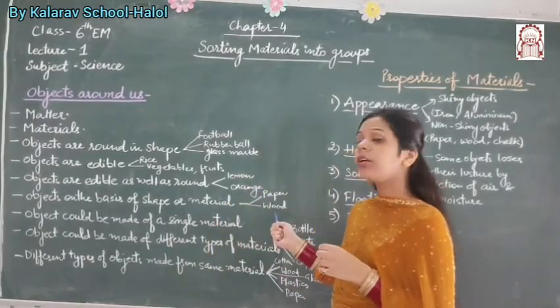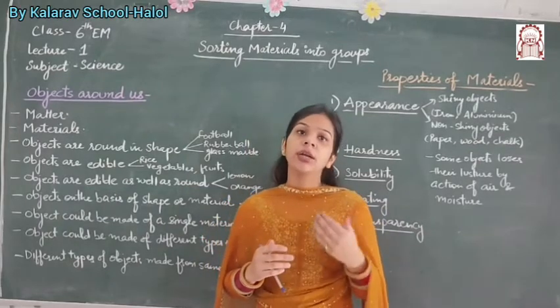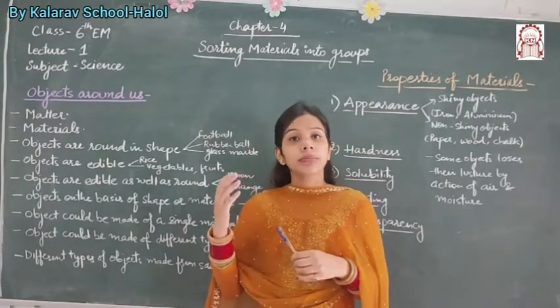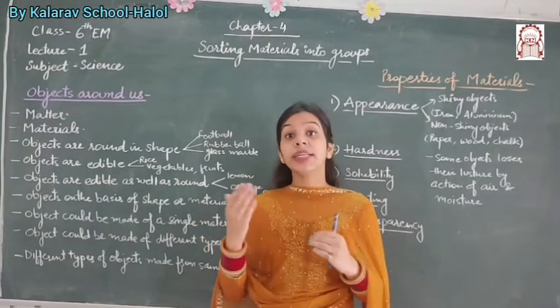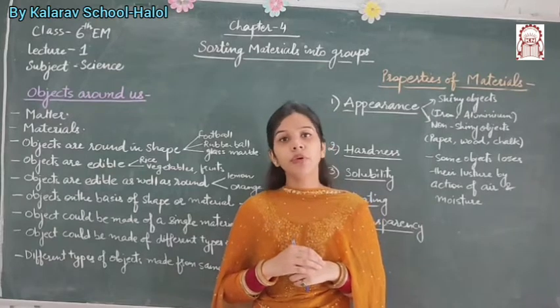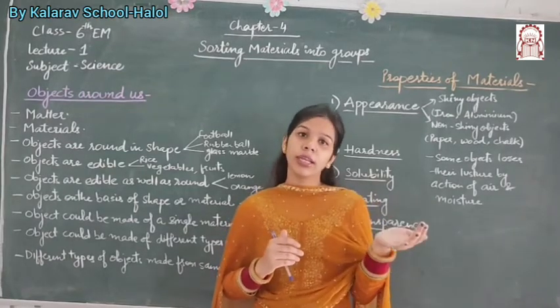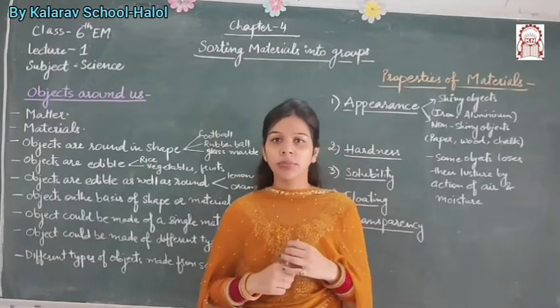Second material is wood. So, from wood we can make chair, table, cupboards, bench, desk. So, different types of items can be made from wood. So, objects are also categorized by the material from which they are formed.